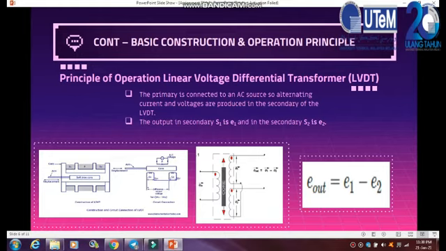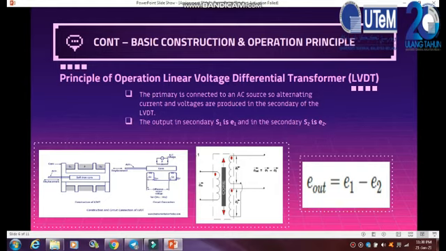For the next slide is the principle of operation of the linear variable differential transformer, LVDT. The primary is connected to an AC source, and current and voltage are produced in the secondary of the LVDT. The output in secondary S1 is E1 and in secondary S2 is E2. This is the formula of this LVDT: E out equals E1 minus E2.